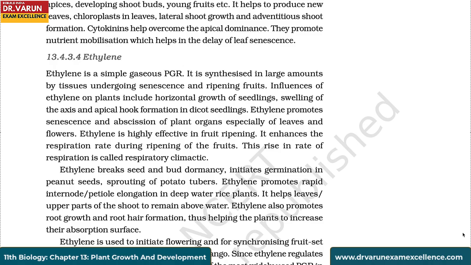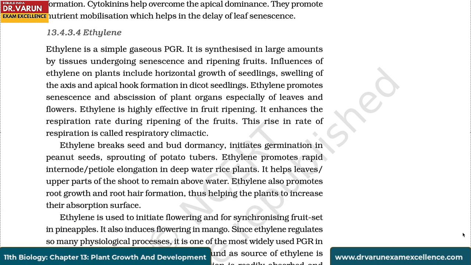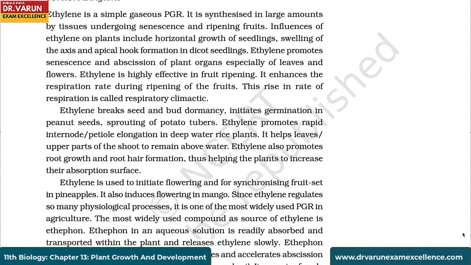Influences of ethylene on plants include horizontal growth of seedlings, swelling of the axis, and apical hook formation in dicot seedlings. Ethylene promotes senescence and abscission of plant organs, especially of leaves and flowers. Ethylene is highly effective in fruit ripening. It enhances the respiration rate during ripening of the fruits. This rise in rate of respiration is called respiratory climactic.